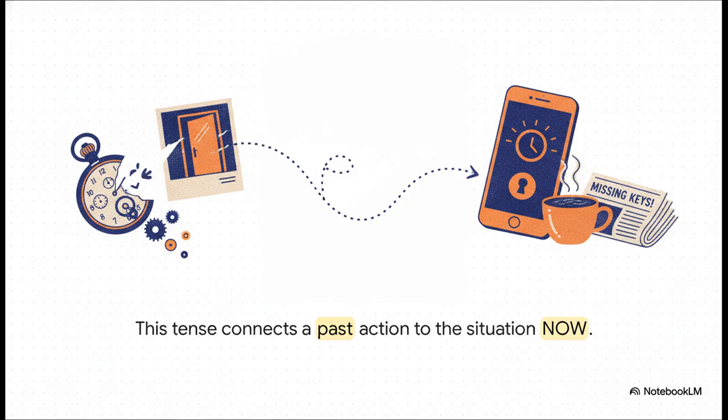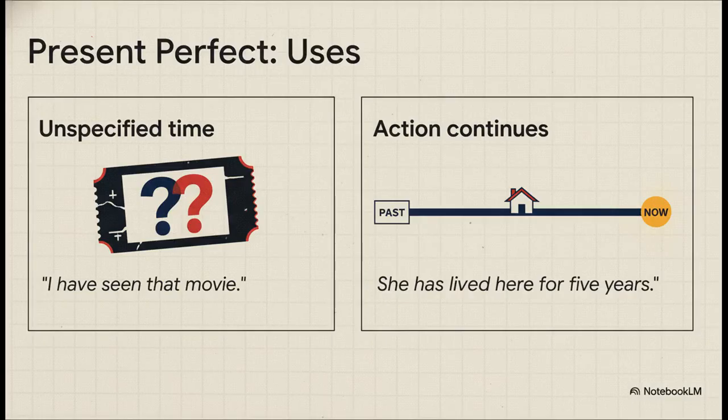So if I say, I have lost my keys, the losing part happened in the past, sure, but the problem, the fact I can't find them, is happening right now. It connects that past event to the present situation. This tense has two superpowers.